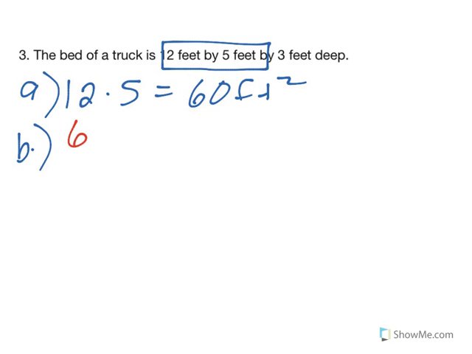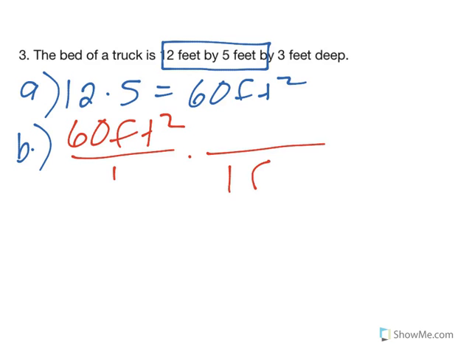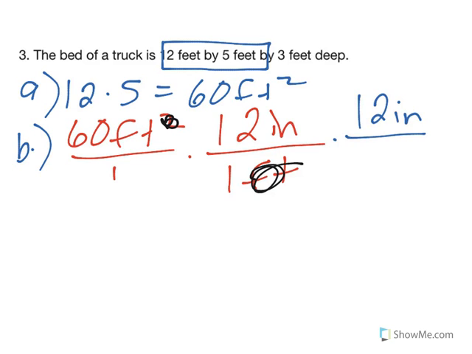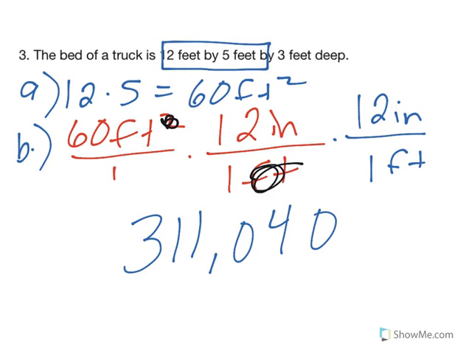So you say, okay, I start with 60 square feet. Well, how many inches are in a foot? That's right, you say 12. So 12 inches in 1 foot. So this foot cancels out one of the feet. And then we do it again. 12 inches is 1 foot. When you multiply straight across, you end up with 311,040 square inches. Now, part C and D talk about volume.